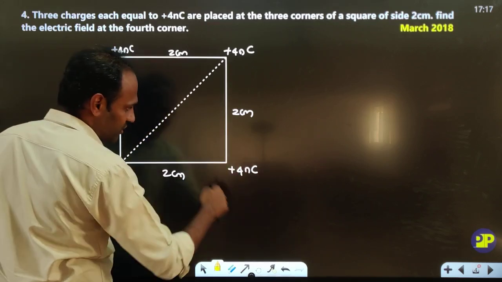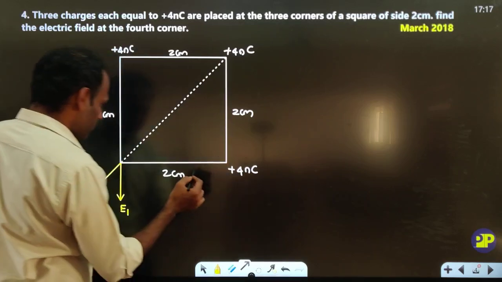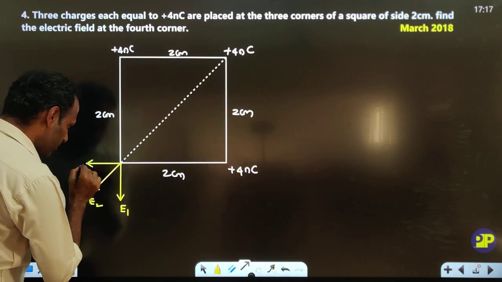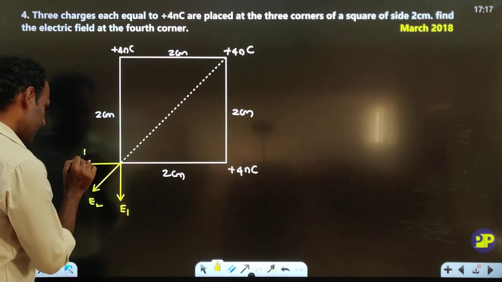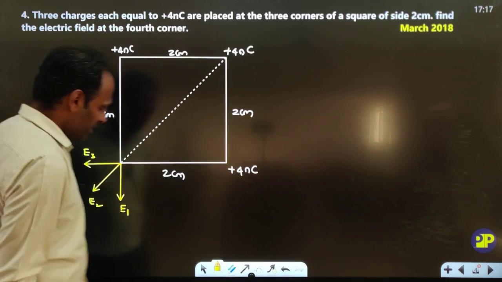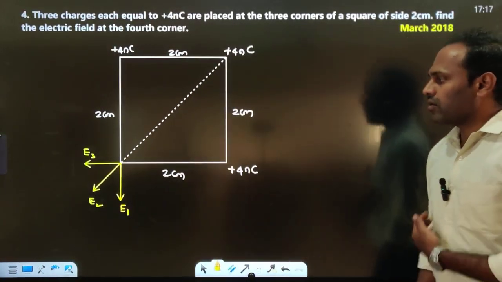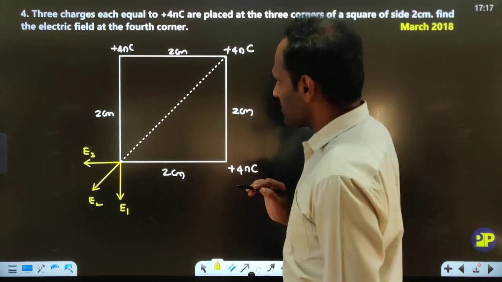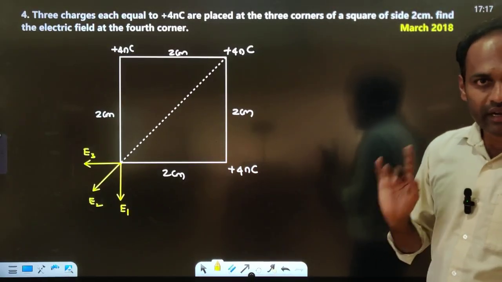Another electric field is due to plus 4 nanocoulomb again. Since this is a positive charge, the electric field due to this charge has to be away, so this will be in this direction. I will call this electric field E3. So how many electric fields are there at the fourth corner? There are 3 electric fields. Now we have to find the resultant of all these 3. Which 2 electric fields will be equal? You can get it now.